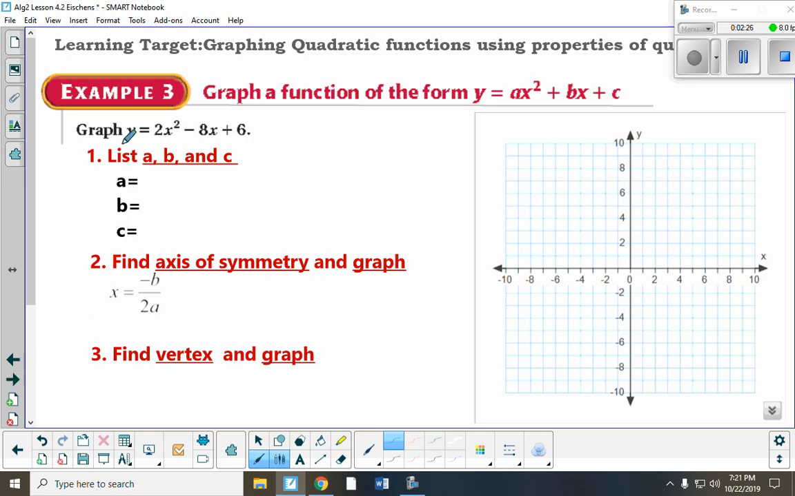So we have the equation y equals 2x squared minus 8x plus 6. Your a value is 2, your b value is negative 8, and your c value is 6. Those are just the coefficients there, and then the constant at the end. So we're going to find the axis of symmetry. So that is x equals negative b over 2a. So negative b is a negative 8 over 2 times a. And now we simplify that. So that would be 8 over 4, which is 2. So the axis of symmetry is the line x equals 2. So you graph that.